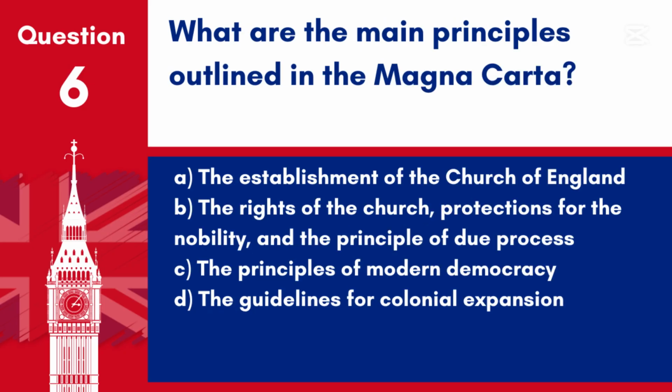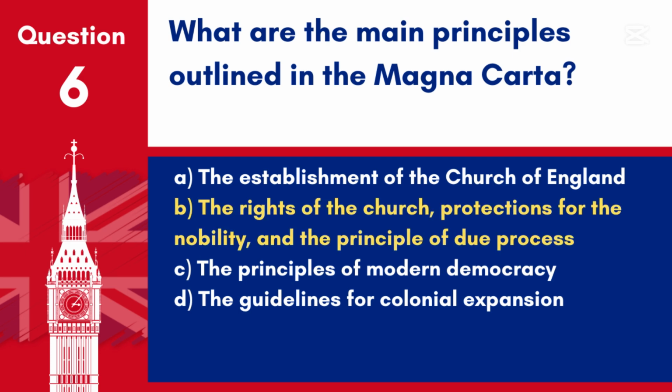Question 6. What are the main principles outlined in the Magna Carta? A. The establishment of the Church of England. B. The rights of the Church, protections for the nobility, and the principle of due process. C. The principles of modern democracy. D. The guidelines for colonial expansion.